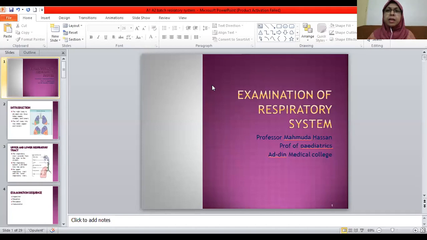Here I'm trying to make you understand the procedure of examination of the respiratory system. After the corona crisis is over, when it will be over, then inshallah we will do the practical examination. But remember the following points regarding the respiratory system examination in your exam.